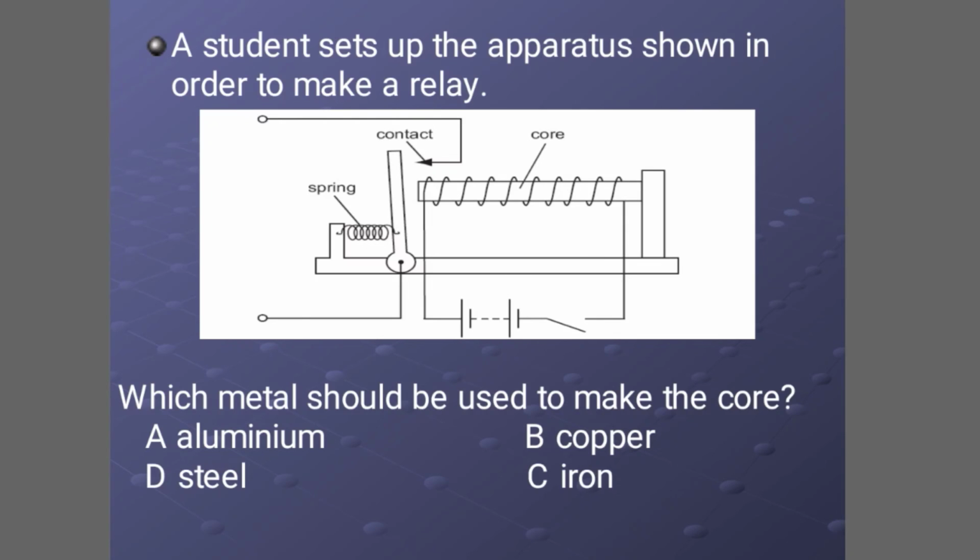And this is the reference question which is taken from the mains, as my cousin suggested. A student set up the apparatus shown in order to make a relay. Here a conductor is turned around a core. The question asked is, which metal should be used to make the core? Mainly, what is the metal which is used to make the core? Let it be the question, and if anyone knows the answer, please place it in the chat box.